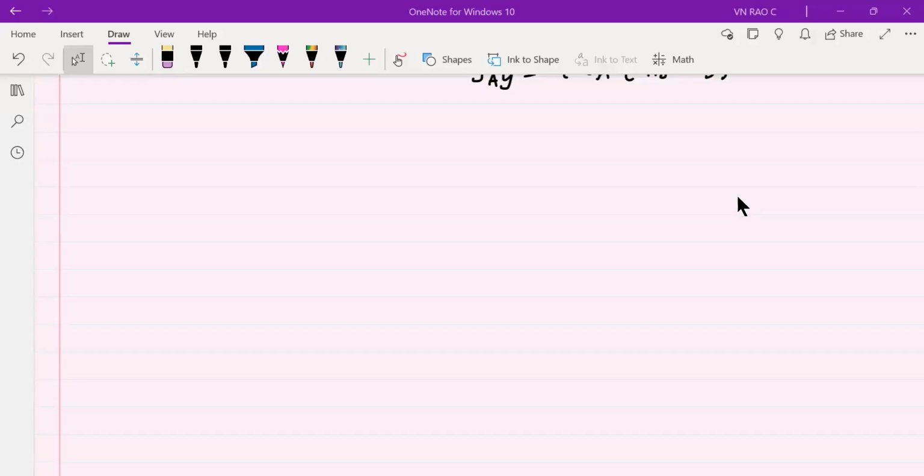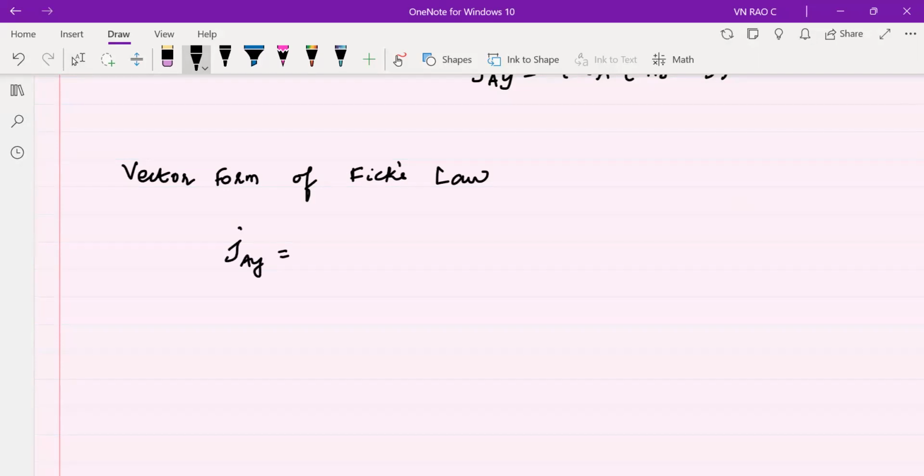Now let us see the vector form of Fick's law. Simply say Fick's law. We have defined J_A,y is equal to minus rho D_AB dW_A by dy.